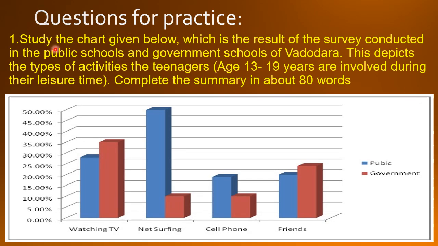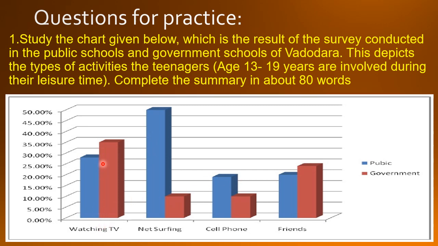First question, study the chart given below, which is the result of the survey conducted in public schools and government schools of Vadodara. This depicts the types of activities the teenagers, that is from age 13 to 19 years, are involved in during their leisure time. Complete the summary in about 80 words. So here they have given the limit of 80 words. Here is a chart for you.